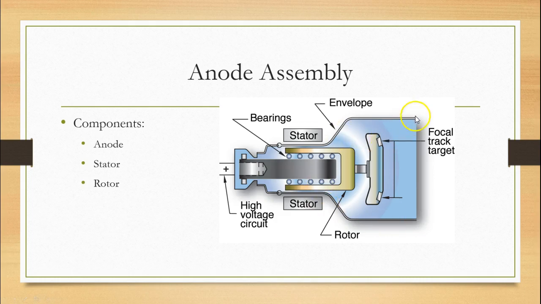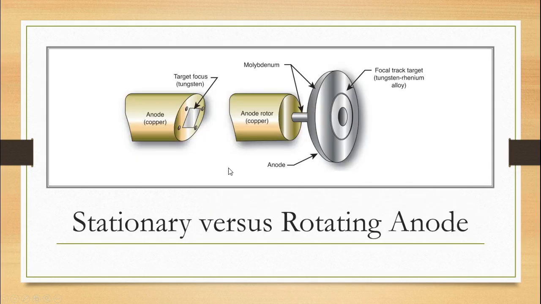So as we can see, here's your envelope coming around. Here's your stator. It's on the outside of the envelope. Inside you have your bearings. So these are your bearings, and your rotor is right here, your cuff or your sleeve, they also call it. This is your anode assembly. It's molybdenum with a molybdenum stem. And then you have your focal track. Now the track goes all the way around, so this is kind of deceiving. And you have your high voltage circuit over here.